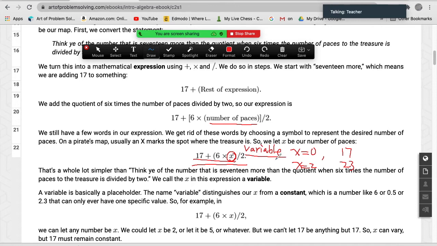This is the most important concept in algebra. Then the other numbers that are fixed, like 17, 6, or the divided by 2, all these numbers are called constants. So in a mathematical expression, you only have two types of numbers. One we call the constant, and the other is called a variable.